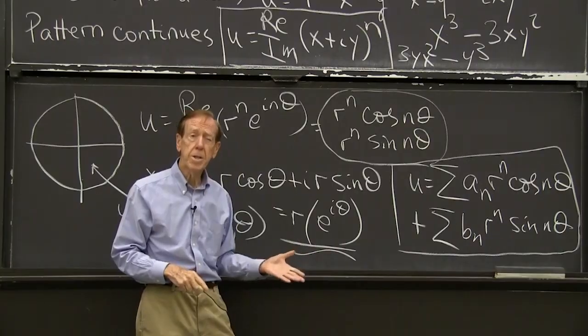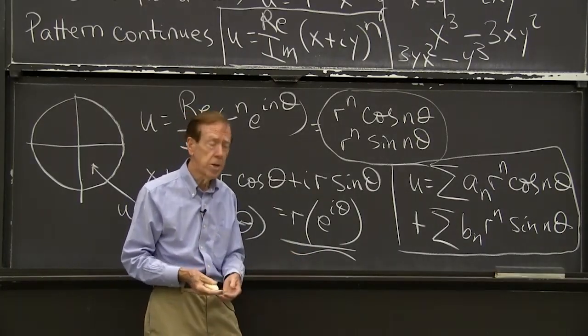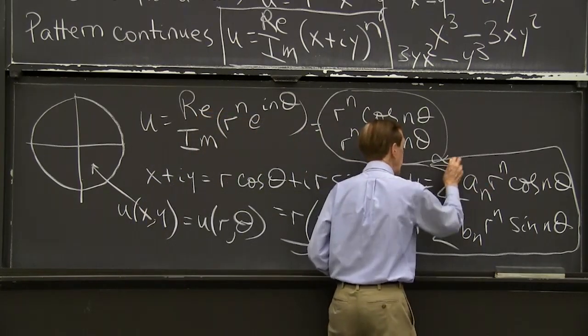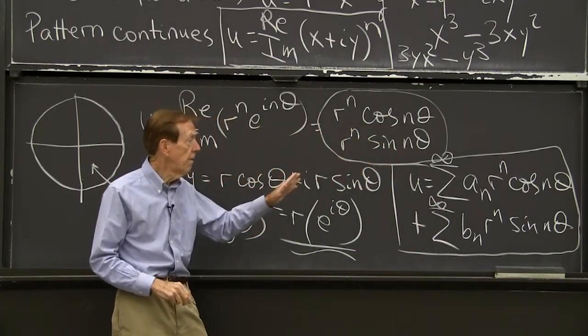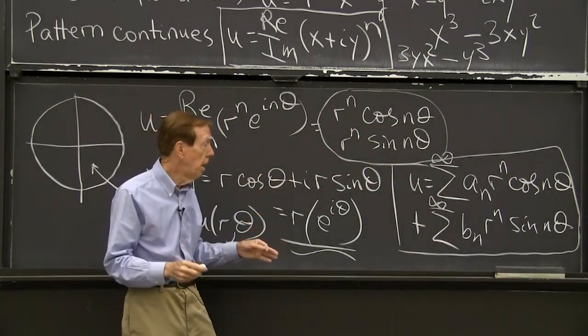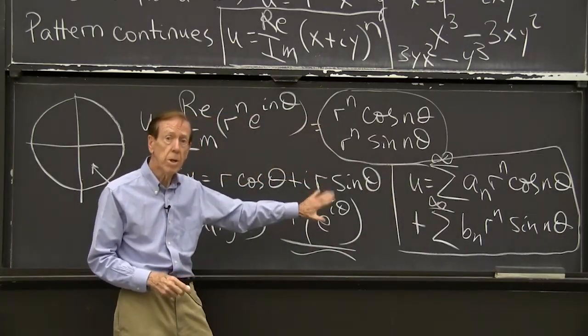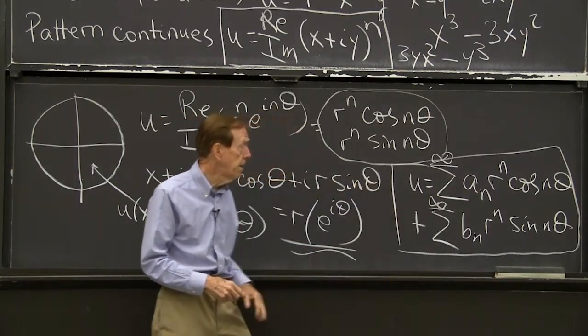Instead of two constants that we had for an ordinary differential equation, a C1 and a C2, here I have these guys, n goes up to infinity. So I have many solutions and any combination works. So that's the general solution. That's the general solution. And I would have to match that.